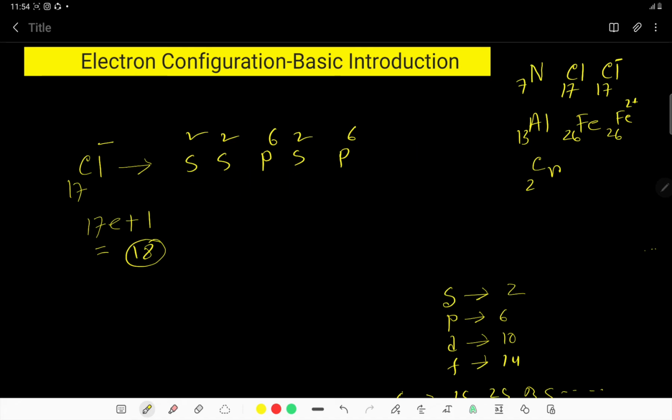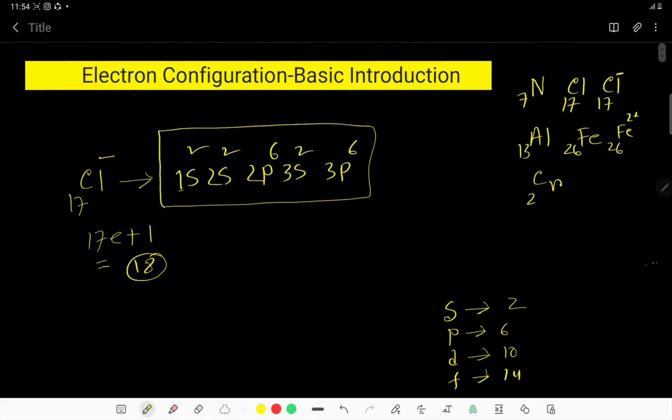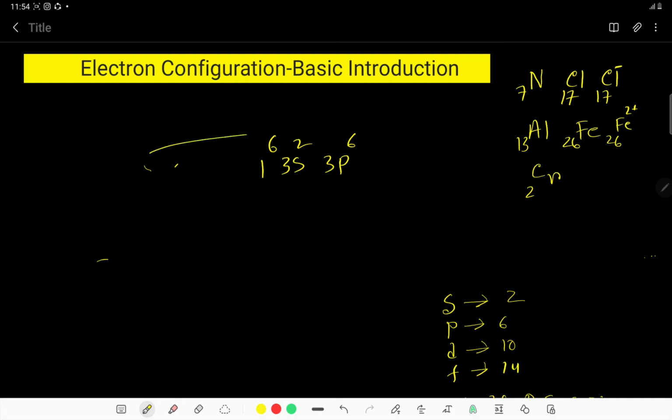Now place the value of the principal quantum number. So let us place the number before s: 1s, 2s, 3s. Okay, there is no s. Then p: 2p, 3p. So in this method you can quickly write the electron configuration of any atom, ion or ion, right? So now let us consider the atom aluminum, right? Aluminum, 13. So how to write?